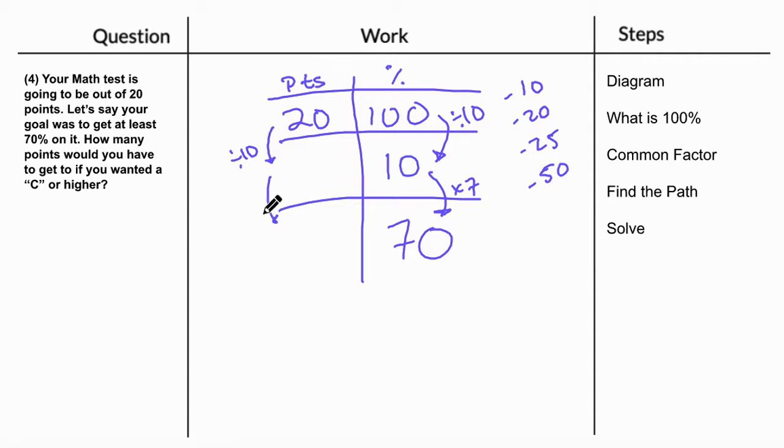We're going to divide by 10 and multiply by 7. 20 divided by 10 is 2, meaning that 10% is 2 points. And then 2 times 7 is 14. So 14 out of 20 points would give us a 70%. So we'd need at least a 14 out of 20 to get our C.